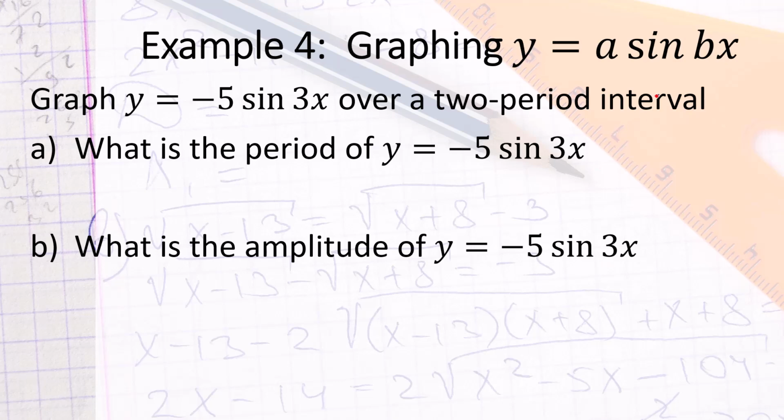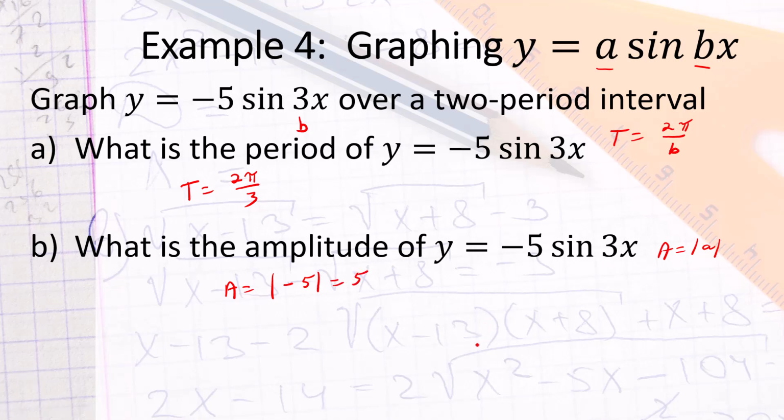Now, we have learned from our previous video that for the function a times the sine of bx, the period is always going to be equal to 2 pi divided by b. And the amplitude is always going to be equal to the absolute value of a. So in this case, b happens to be equal to 3, and our period is going to be 2 pi divided by 3. Pretty straightforward. Now, in this case, a is equal to negative 5, so our amplitude is going to be the absolute value of negative 5, which happens to be 5.